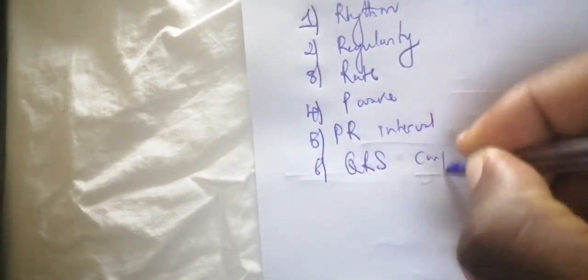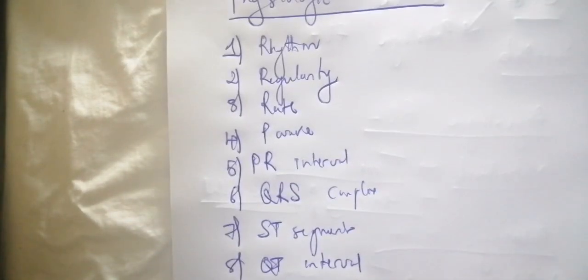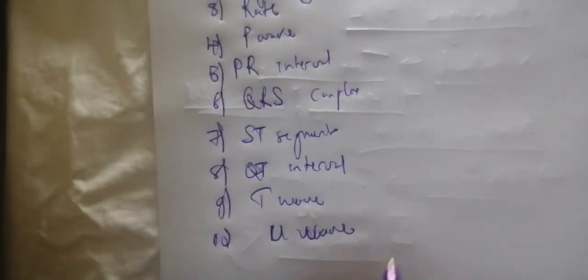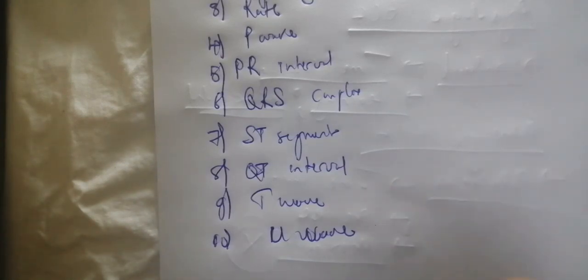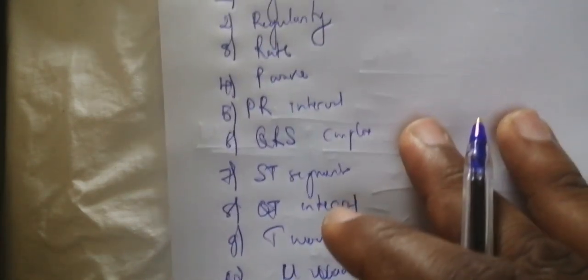QRS complex. The seventh element that you visualize is the ST segment. The eighth element is the QT interval. The ninth element is the T wave. And lastly, the 10th element is the U wave. So those are the 10 major steps that you have to move through when you want to interpret an ECG. 10 major steps. And we are going to visualize each element step by step.